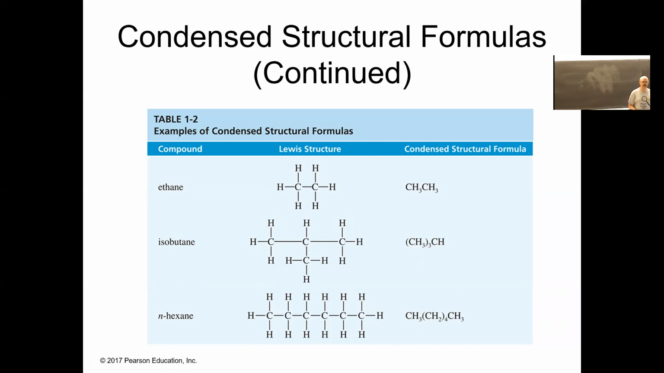The molecular formula in most cases does not give adequate information about the structure. For example, the molecular formula for N-hexane would be C6H14, but it turns out that there are other compounds that could have that molecular formula. But this actually preserves the structural information.